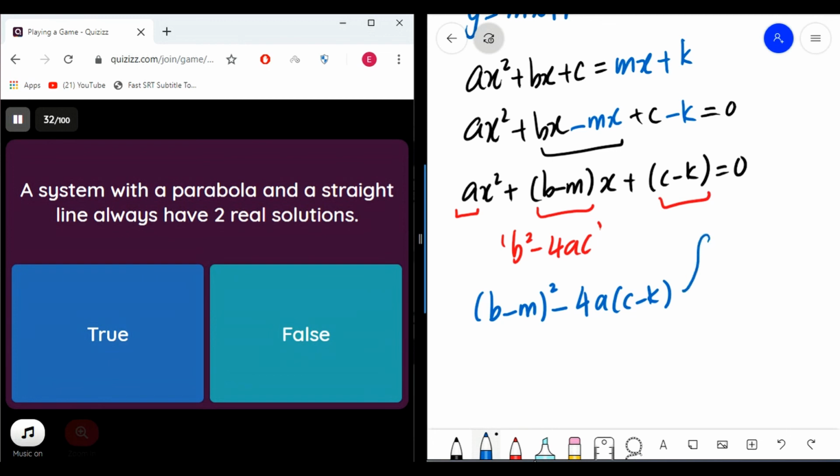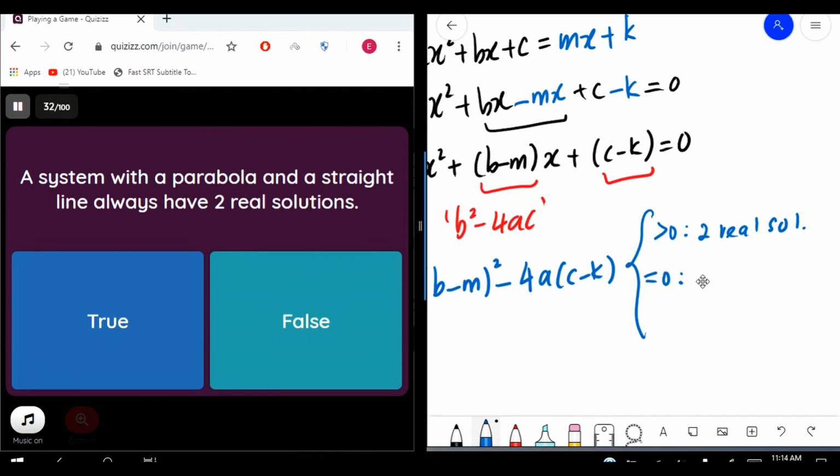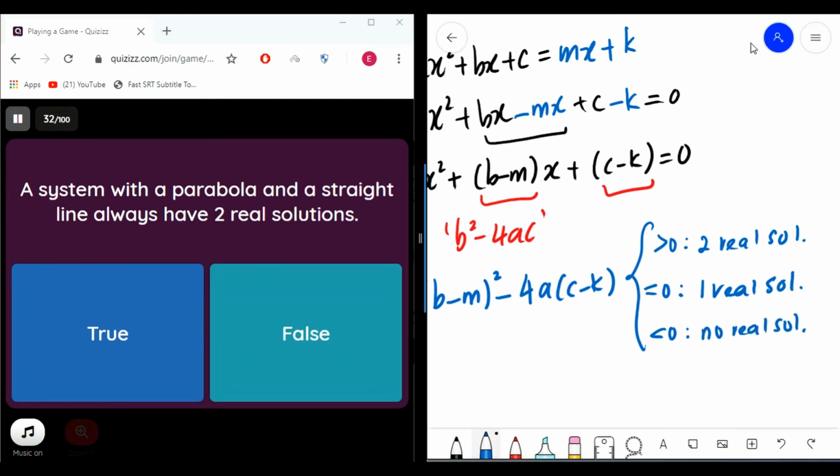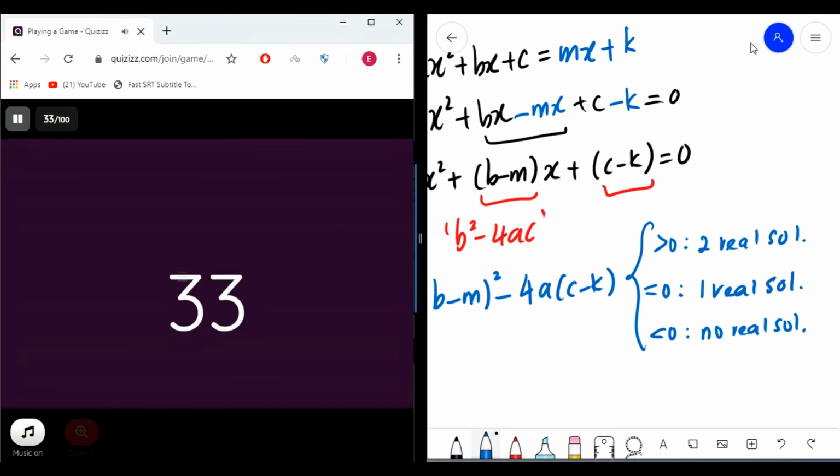Then if it is greater than 0, it means there are 2 real solutions. If it is equal to 0, it means there is only 1 real solution. If it is smaller than 0, it means there is no real solution. So the statement is false. It can have one solution or no solution at all.